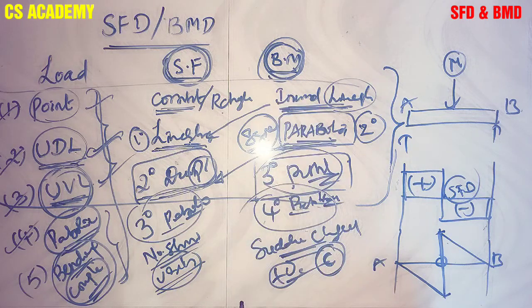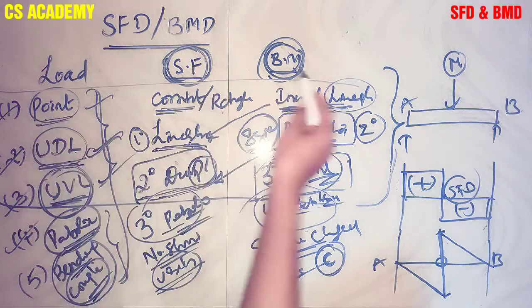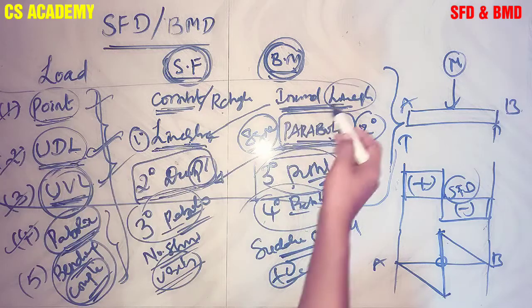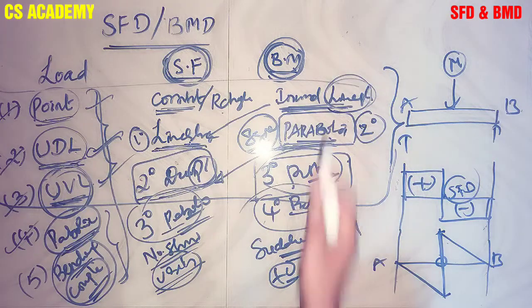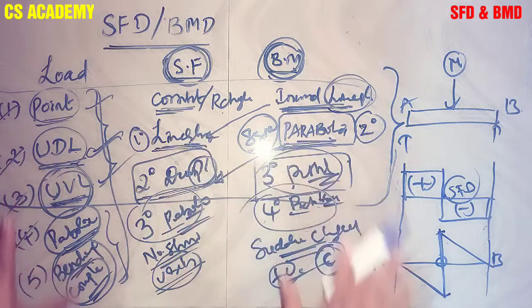Okay, in our exams, we can directly expect the questions. For parabolic load, what is the variation of shear force? They will ask like this: third degree parabola. For the point load, what is the variation of bending moment? In case of point load, it is linearly varying, inclined linearly varying. Like this, we should know each and every point.